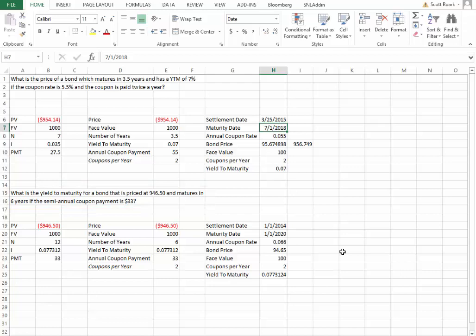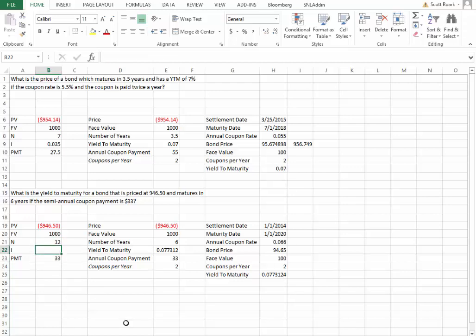$946.50. And it matures in 6 years if the semi-annual coupon payment is $33. So every 6 months there's a payment of $33. All right, let's go back over here. We've got the price that's given to us at $946.50. Our future value is going to be $1,000. The number of periods is 12 because we've got a 6-year maturity and it's paying coupons twice per year. The interest rate is what we're going to be solving for, and the payment is $33 each time.